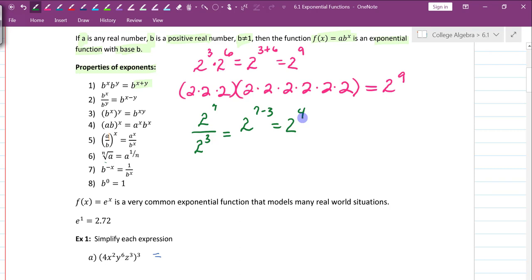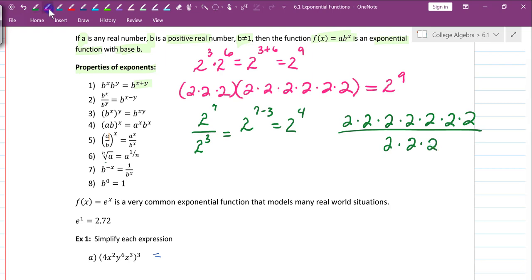Now let's look at that expanded out. So if I have 2 to the 7th, that's 1, 2, 3, 4, 5, 6, 7 2's. Gotta double check my work. Divided by 2 cubed, which is 1, 2, 3. Everybody agree? Okay. Now I can factor out. That can go, and that can go. So what do I have left? I have 1, 2, 3, 4 2's left, which is 2 to the 4th. Guess what? That's the same thing right there, isn't it?